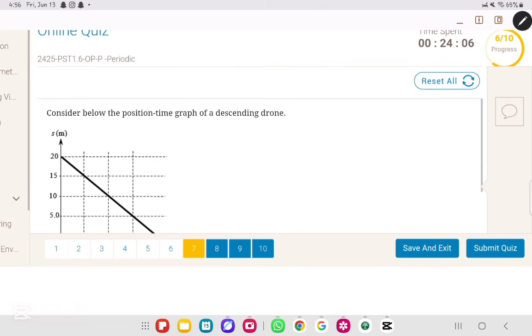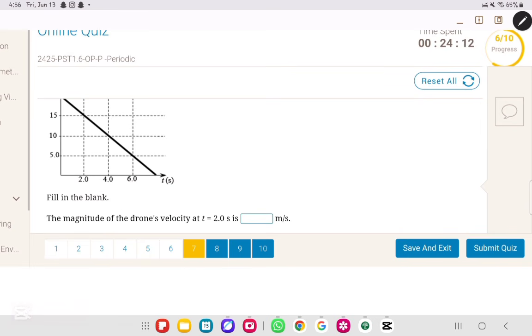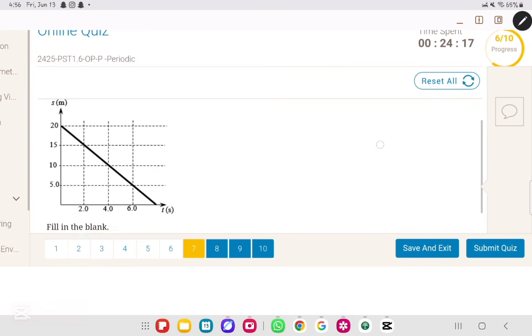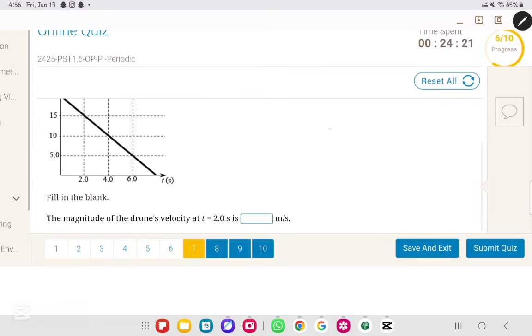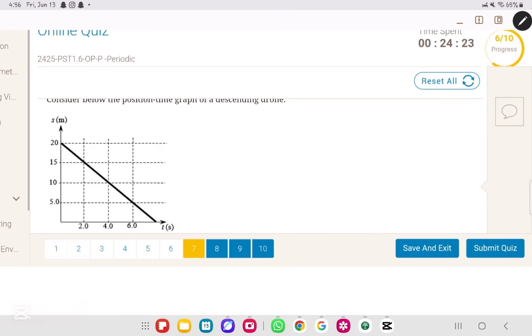All right, we'll move on to question number 7. They said consider the position time graph of a descending drone. They want to know the magnitude. Remember, when they want magnitude, you will take it in the absolute value. So how do we do this? First, we will find the slope. Why? Because it's a distance time graph and we need to find the velocity. So we will find the slope and then we will put it in absolute value.